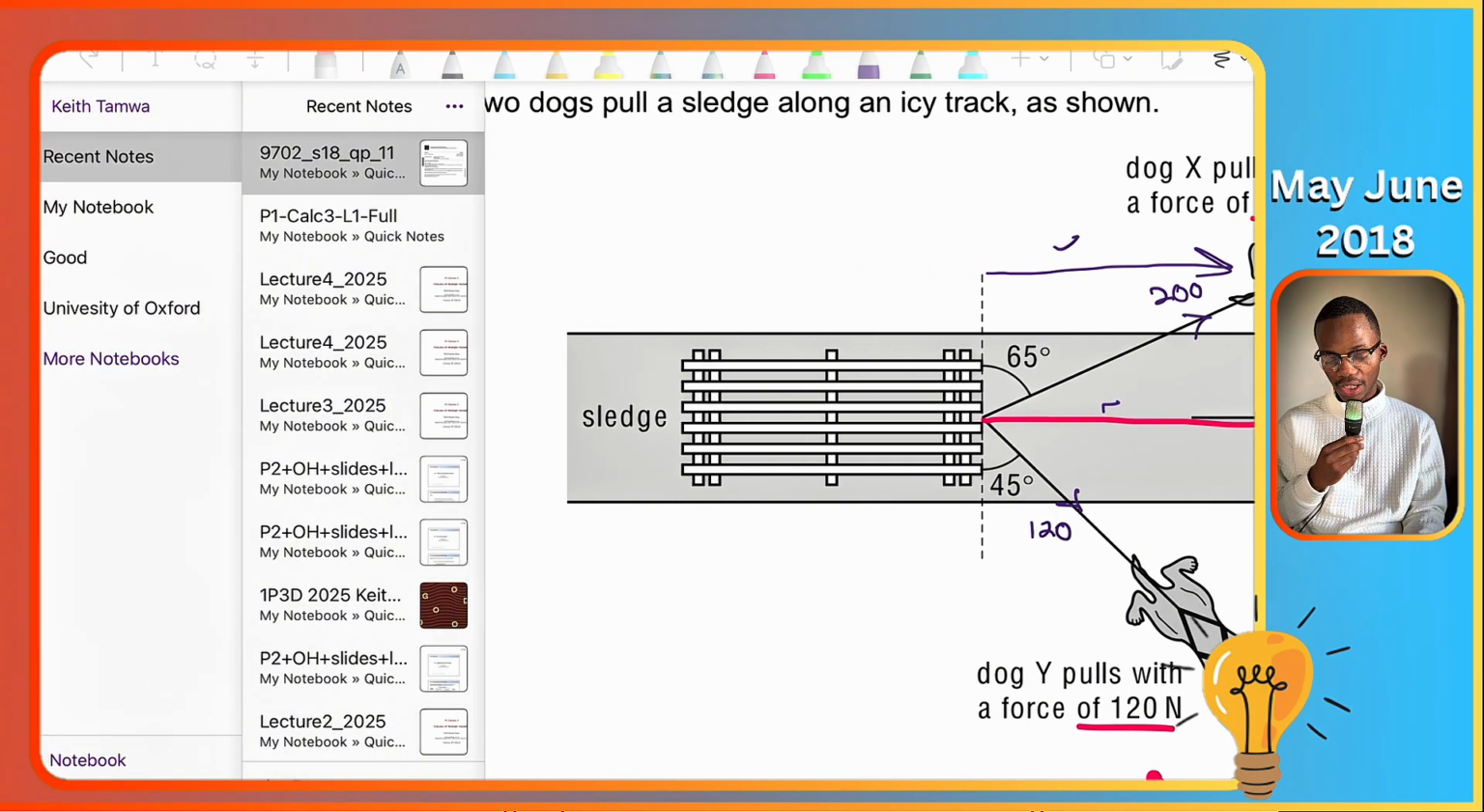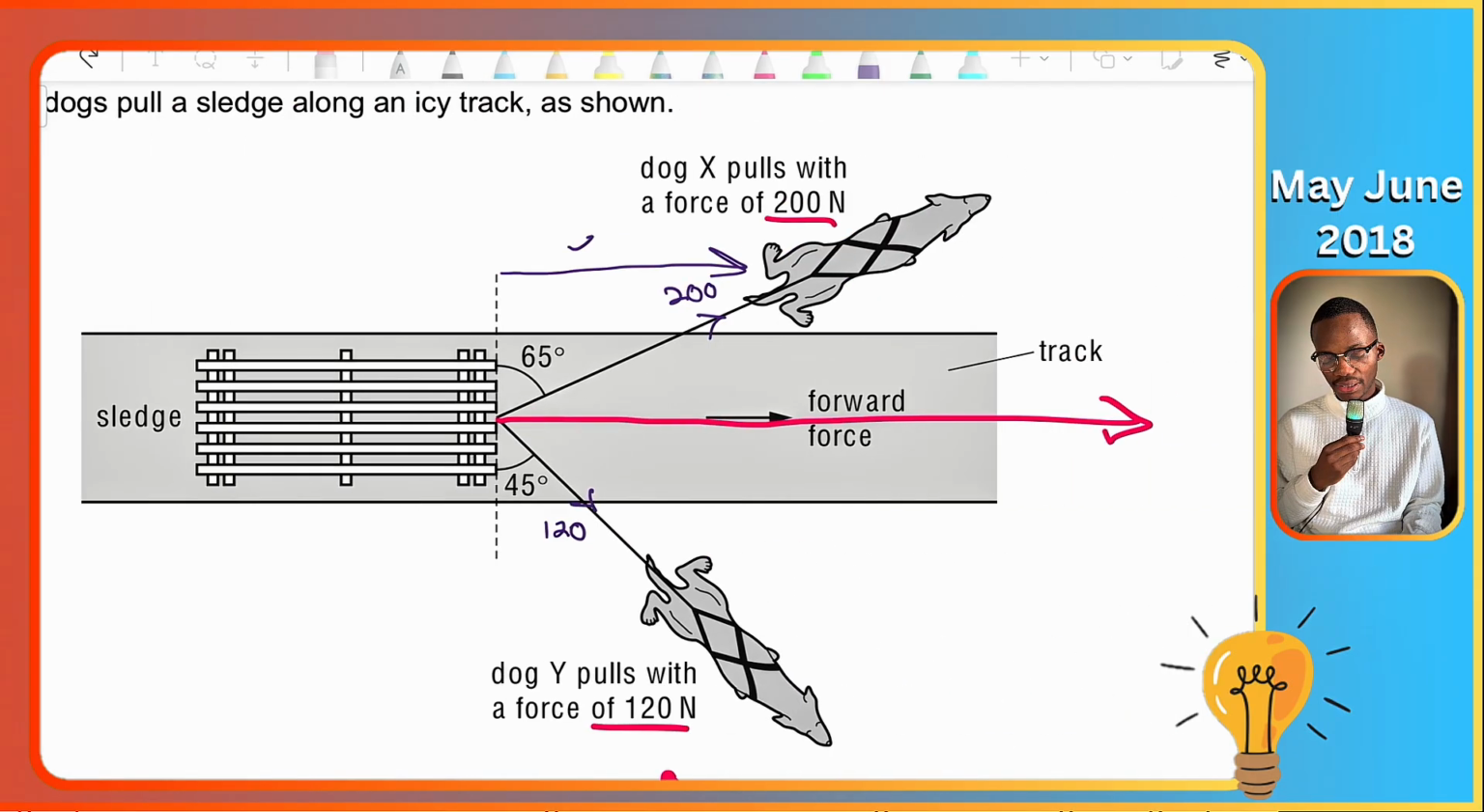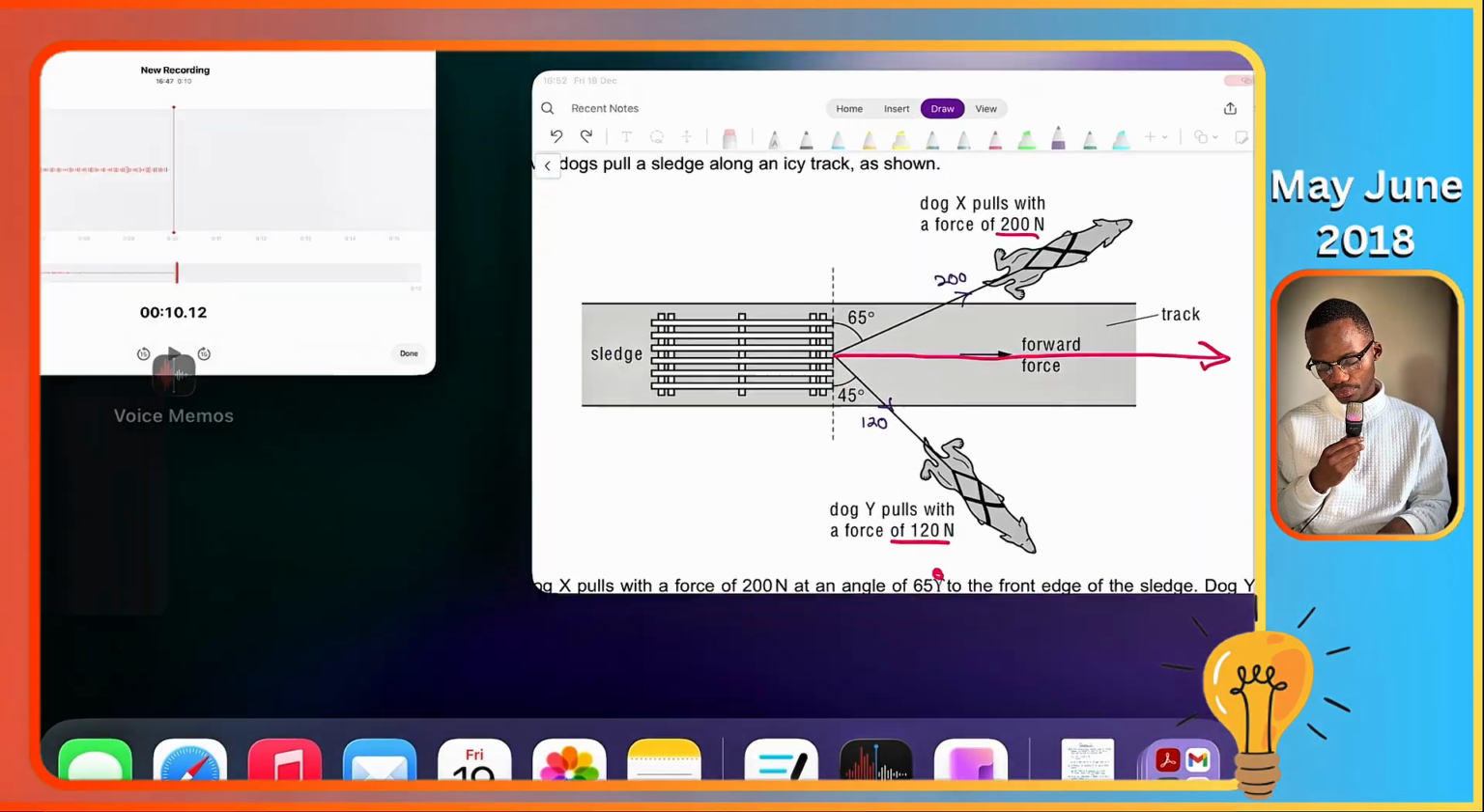They're going to amount to the same thing. So what this tells you is that effectively, let's just find this component, 200 sine 65, and it's going to be the component that is going to be in this specific direction. And if we were to find 120 sine 60, sine 45, it's also going to be the same component in that same direction.